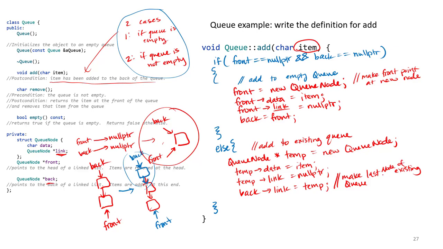We need to make the last node of our existing queue point to temp in order to attach that node at the back of our list. Then our last step is to update our back pointer. So we make our back pointer point at the end of the list, or at the end of the queue.